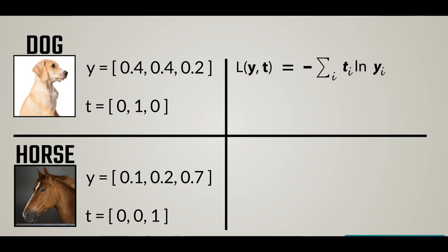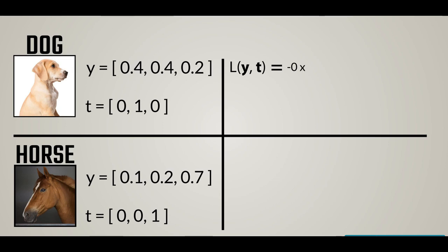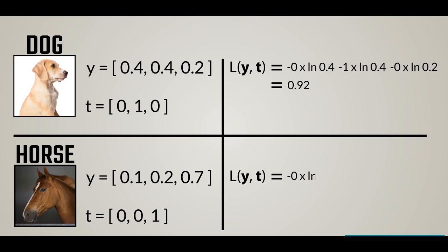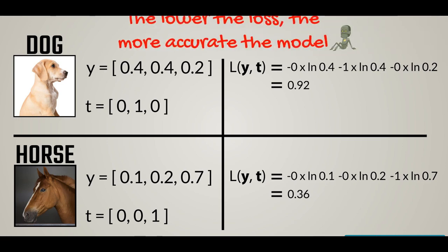What about the cross-entropy of each photo? The cross-entropy loss for the first image is minus 0 times natural log of 0.4, minus 1 times natural log of 0.4, minus 0 times natural log of 0.2. This equals approximately 0.92. The cross-entropy loss for the second image is minus 0 times natural log of 0.1, minus 0 times the natural log of 0.2, minus 1 times the natural log of 0.7, which equals approximately 0.36. As we already know, the lower the loss function, or the cross-entropy in this case, the more accurate the model.